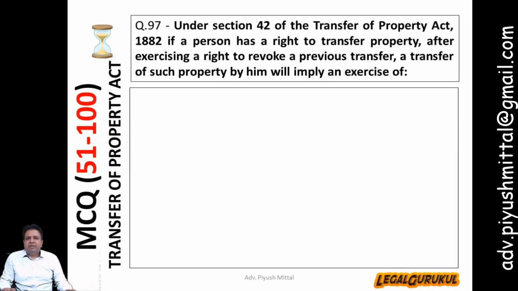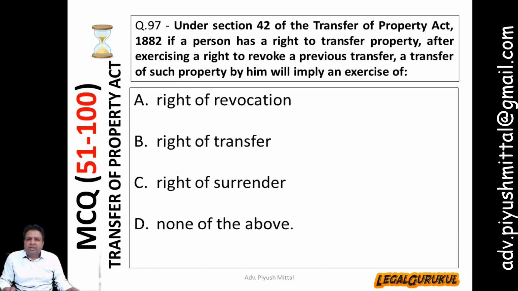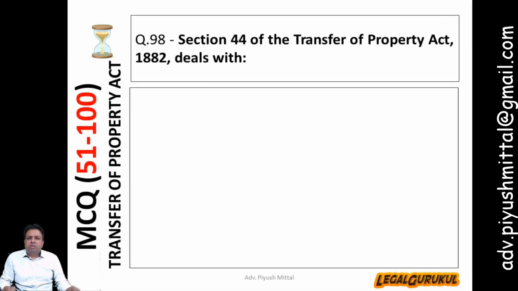Question number 97. Under section 42 of TPA Act, if a person has a right to transfer property after exercising a right to revoke a previous transfer, a transfer of such property by him will imply an exercise of A. Right of revocation, B. Right of transfer, C. Right of surrender, D. None of the above, and the correct answer is A. Right of revocation.